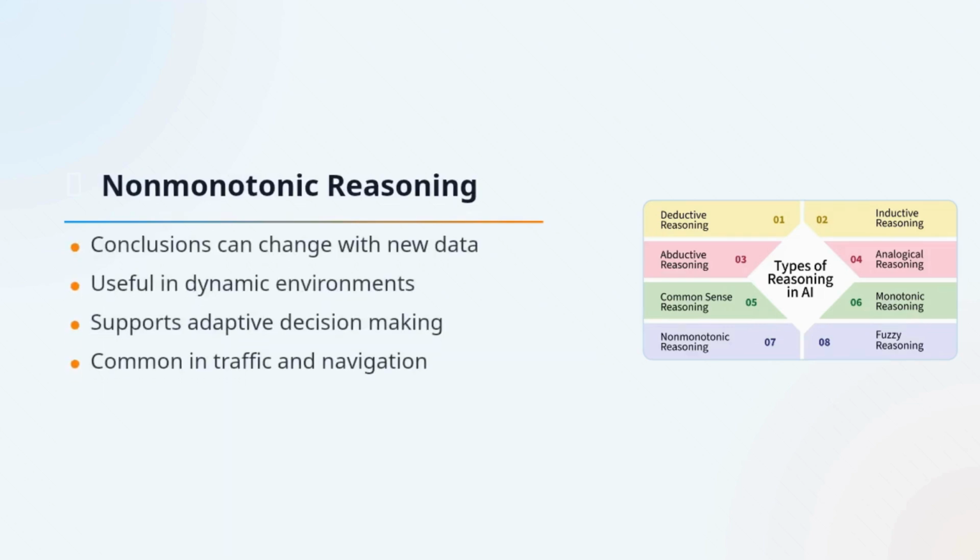Non-monotonic reasoning is more flexible than monotonic reasoning. Here, AI can revise its earlier conclusion when new information appears. A simple example is assuming birds can fly, then changing that belief after learning about penguins. This makes non-monotonic reasoning very useful in real-world systems like traffic management and self-driving vehicles, where conditions keep changing.